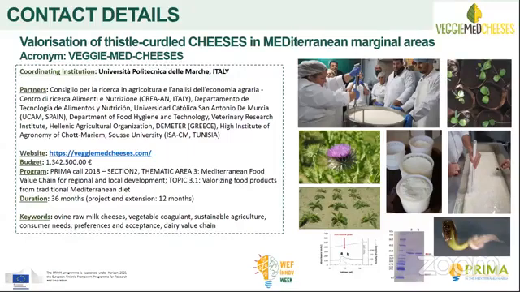Also, there is CREA-AN in Italy, UCAM in Spain, Demeter in Greece, and the High Institute of Agronomy in Chatmarem, Tunisia. The budget of this project is 1,342,500 euros, and it's in the PRIMA program, Section 2, with a duration of 36 months. It was extended by 12 months.